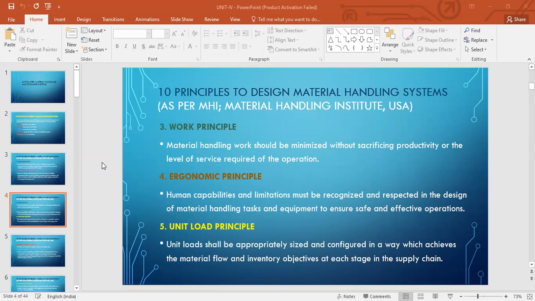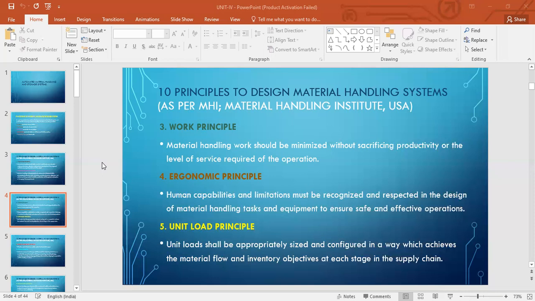So when you're designing it, you have to consider all of these so that we have safe and effective operations, right? Because this also takes into account safety, all those sensors, etc., so that we have safe and effective operations. Clear? That's about ergonomic principle.